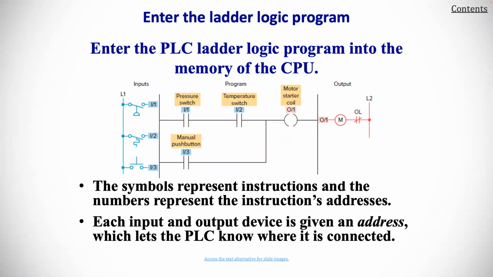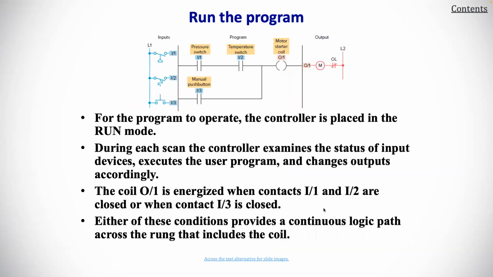So to enter the ladder logic program, you enter the PLC ladder logic program into the memory of the CPU, similar to what you would do with an Arduino or a Raspberry Pi. The symbol represents instructions, and the numbers represent the instruction addresses. Each input and output device is given an address, which lets the PLC know where it is connected.